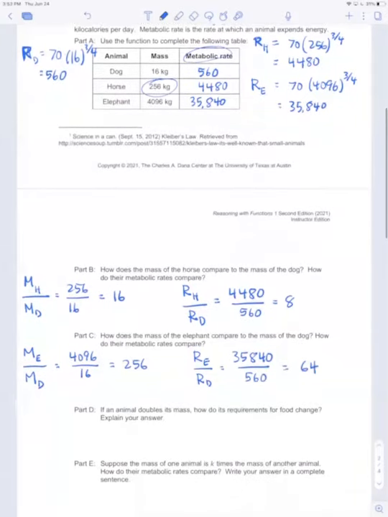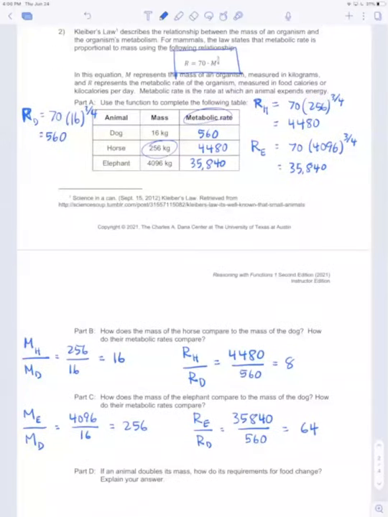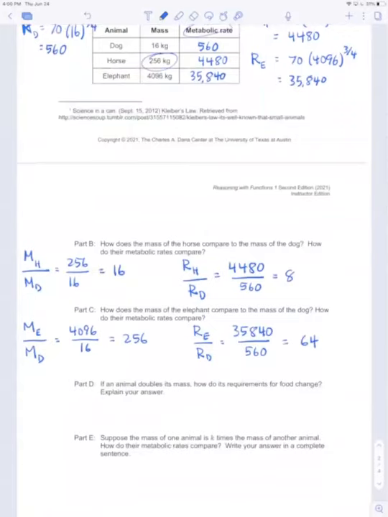I'm just going to scroll up a little bit here. So part D, if an animal doubles its mass, how do its requirements for food change? If an animal doubles its mass, how will its requirements for food change? Well, if an animal doubles its mass, it would need 2 to the 3/4, which is about 1.68 times as much food.